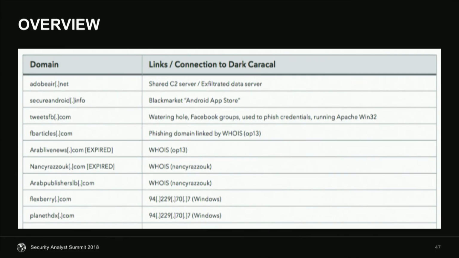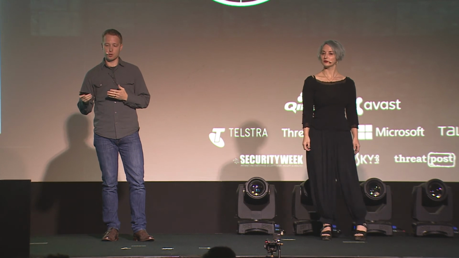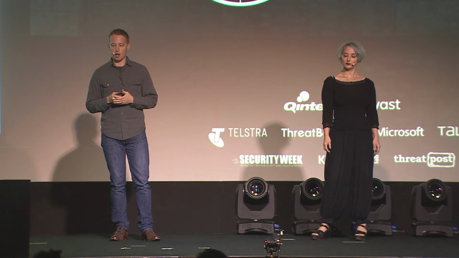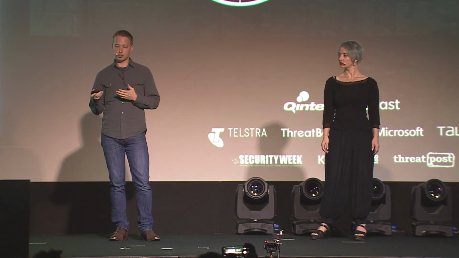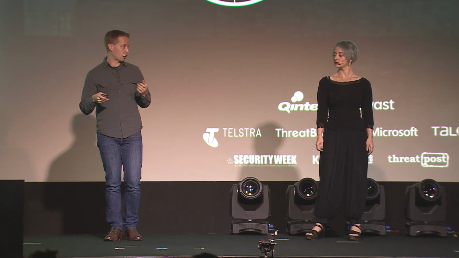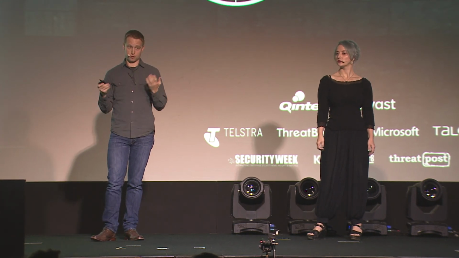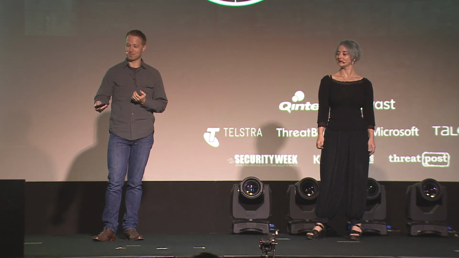And to talk a little about the infrastructure. This highlighted the different types of C2 servers and domains that we came across that we linked to Dark Caracal. The primary one being adobeair.net, which we're going to get into in a second. But we also had things like securityandroid.info, which was the watering hole in the black market app store, as well as other phishing URLs that were used to host phishing sites, like tweets FB and FB articles, as well as a number of other domains that we were able to link together, which Eva will talk about in the identity section. WHOIS information is very helpful for these sorts of things.